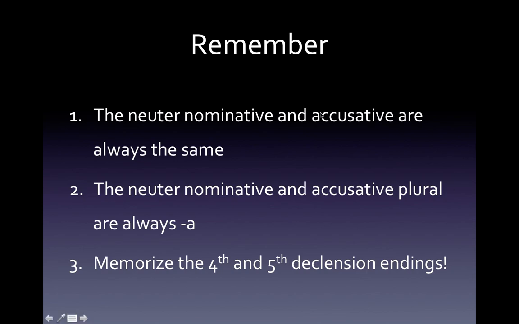Remember, these three things moving forward: the neuter nominative and accusative are always the same. The neuter nominative and accusative plural are always A. Start working on memorizing your fourth and fifth declension endings.